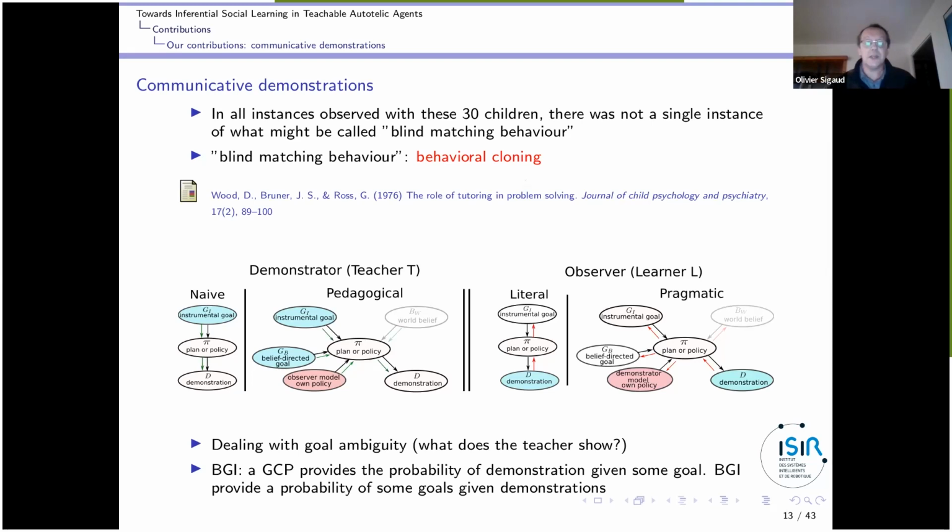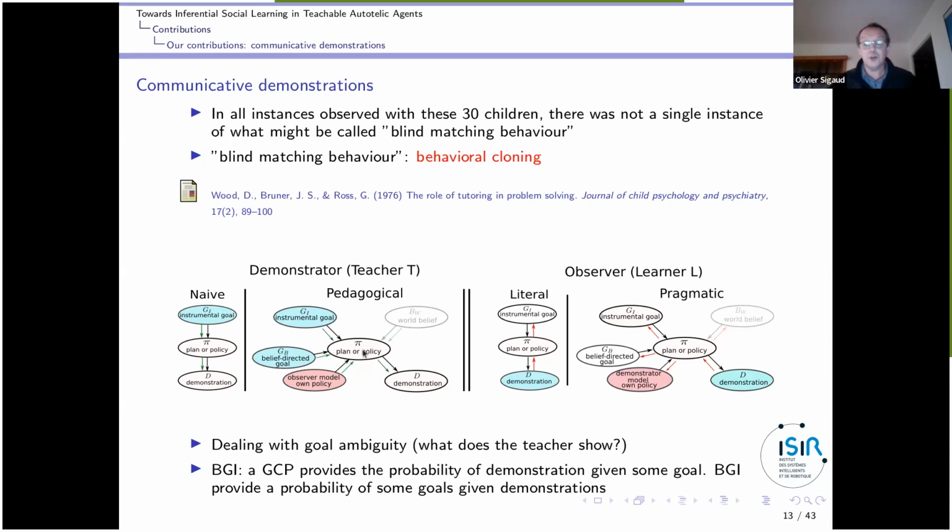So for that, we specialize the general framework that I've shown you before as follows. First, we have two kinds of demonstrator. One is naive, so it's just having an instrumental goal and it performs a policy that provides a demonstration on how to solve the goal, but without taking care of the beliefs of the learner. And then we have the pedagogical teacher, which has also some belief-directed goal and some model of the observer. Actually, in that particular case, the model will be the teacher's own policy. So that's a very simplified case.